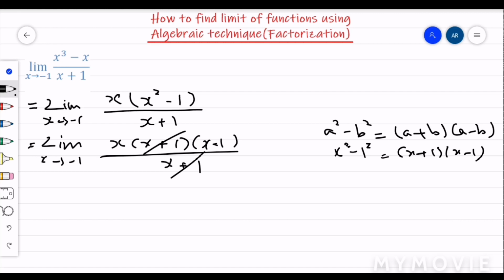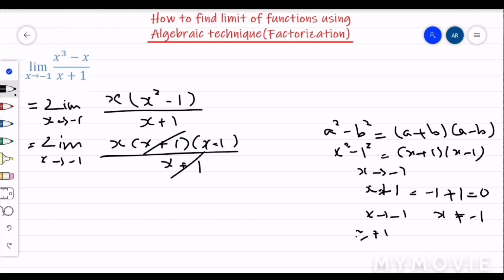Now we can cancel the factors x plus 1, because in normal circumstances we can never cancel such factors, as we really don't know, they may be 0. And we know really well in mathematics we can never ever cancel 0 by 0 in any case. But in this case x approaches negative 1. When we say x approaches negative 1, it means x is very very close to negative 1, but x is not equal to negative 1.